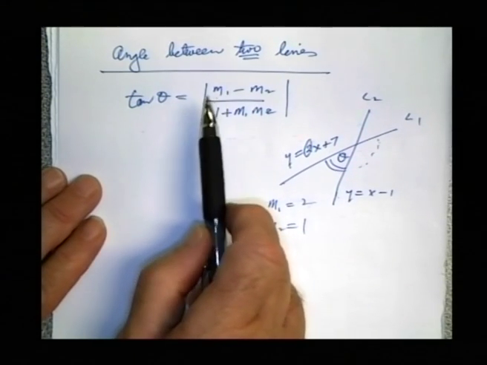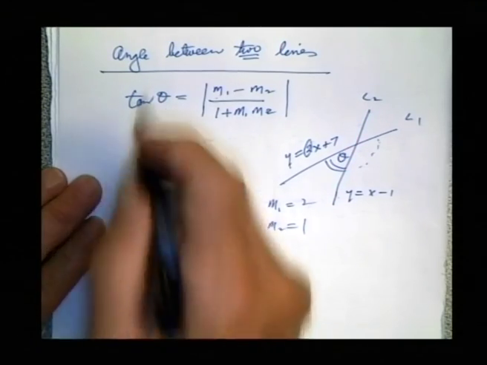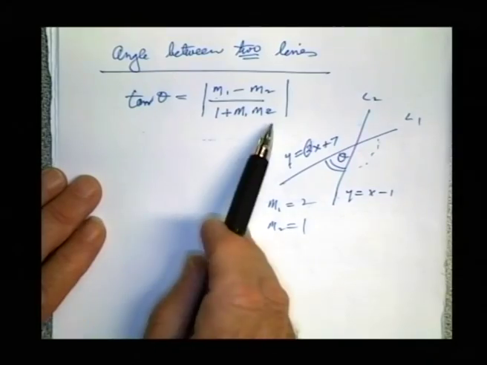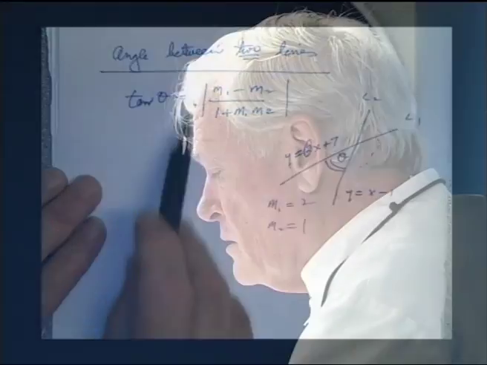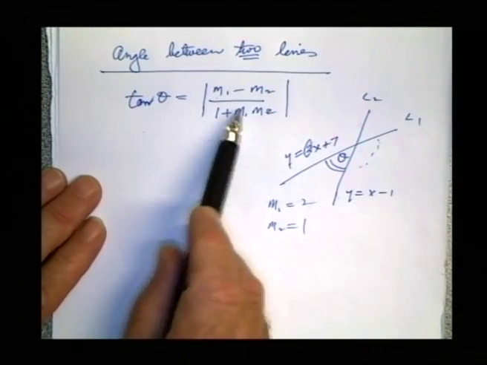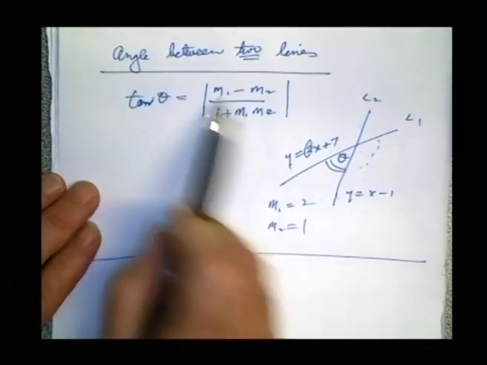You substitute that both into the formula. Notice here you've got 3 unknowns: m1, m2 and theta. So the questions would all vary around 3 unknowns. You need 2 to find the third one. In this case, you're given the two gradients, you need the angle. You could be given the angle and a gradient to find the other gradient, or the angle and the other gradient to find the first gradient.